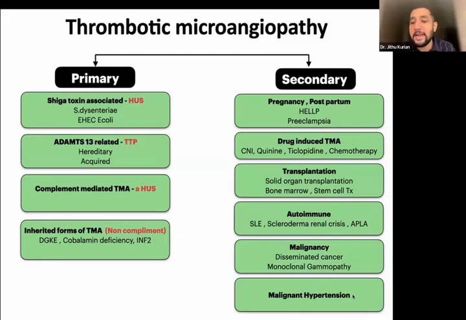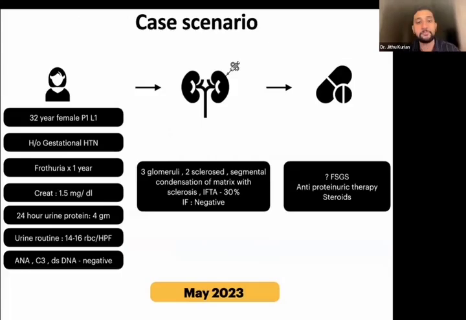Last but not the least, malignant hypertension is one of the very common causes of TMA, which we see in our wards. And we are not sure whether it is the hypertension which is causing the TMA, or a complement-mediated TMA which resulted in malignant hypertension and TMA. So I just want to start with this case.